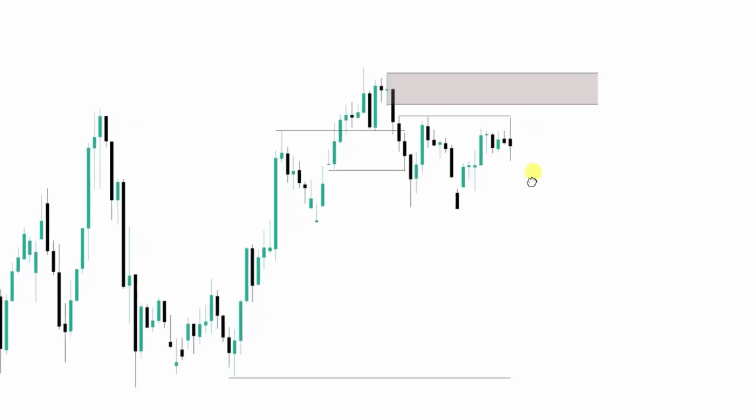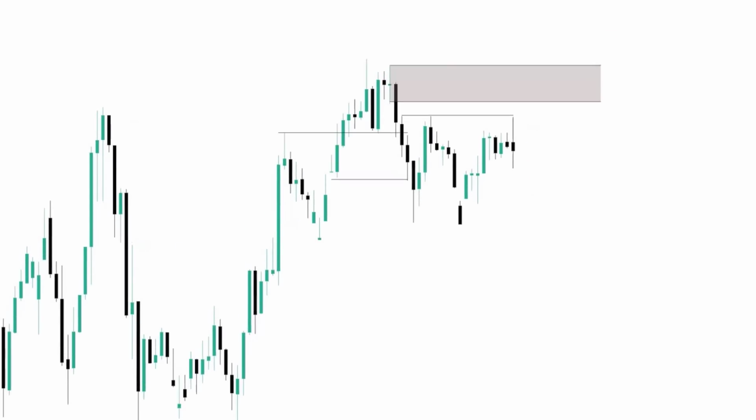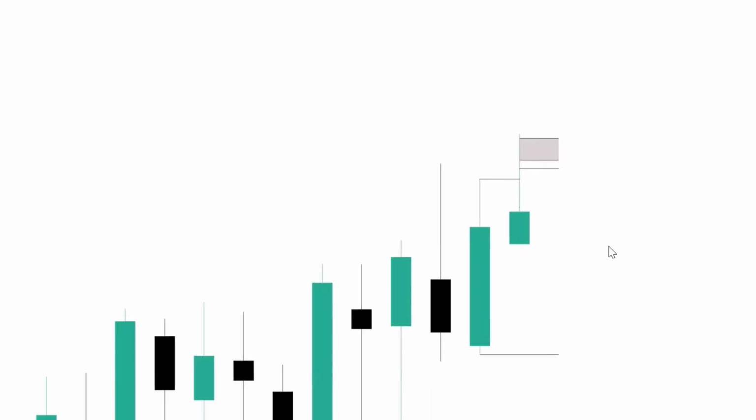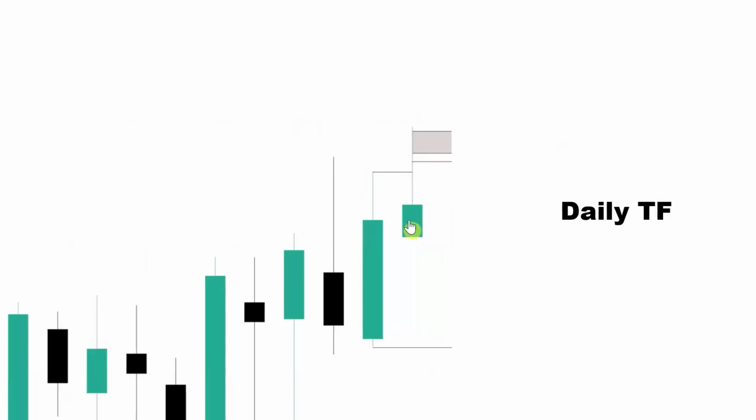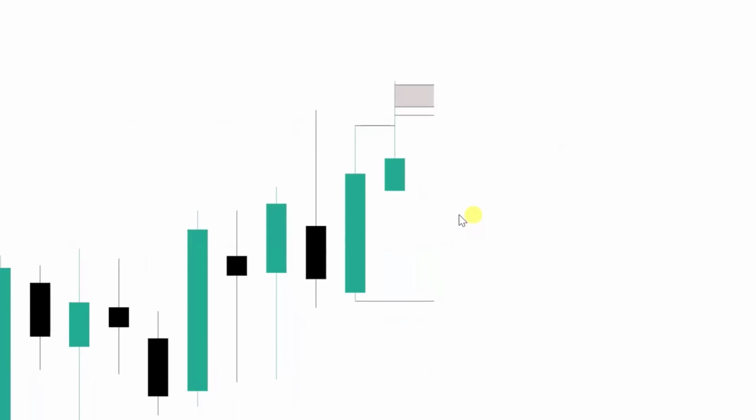Okay, so let's try to see what this looks like on the daily time frame. So on the daily time frame, what can you clearly see? You can clearly see that price has now swept the liquidity we have above this particular high. I hope you can see that. Not just sweeping the liquidity above the high, swept the liquidity, closed back inside the range. Now, what is the expectation?